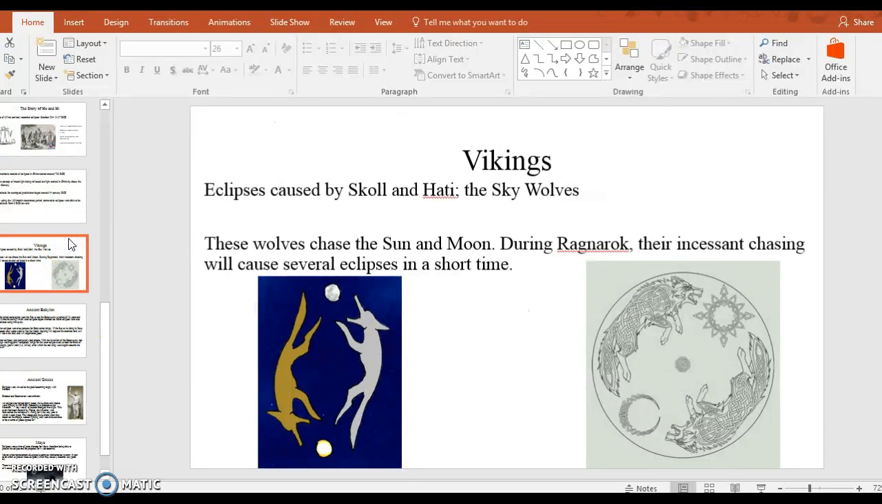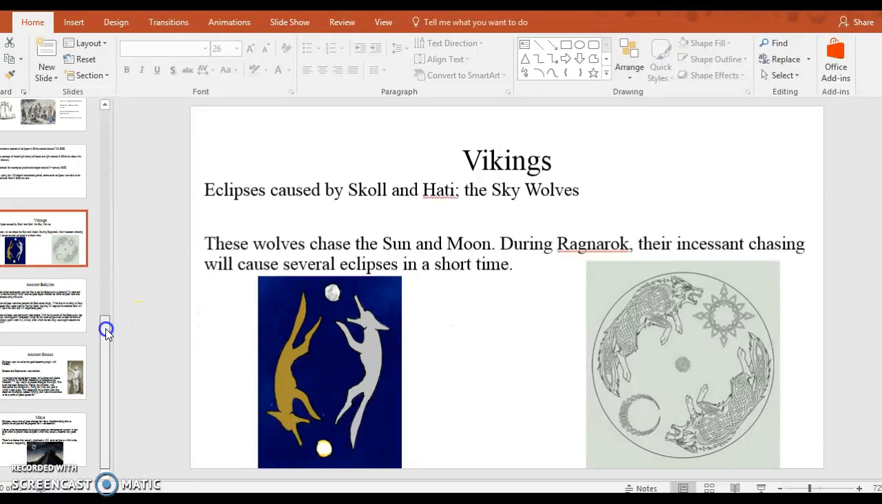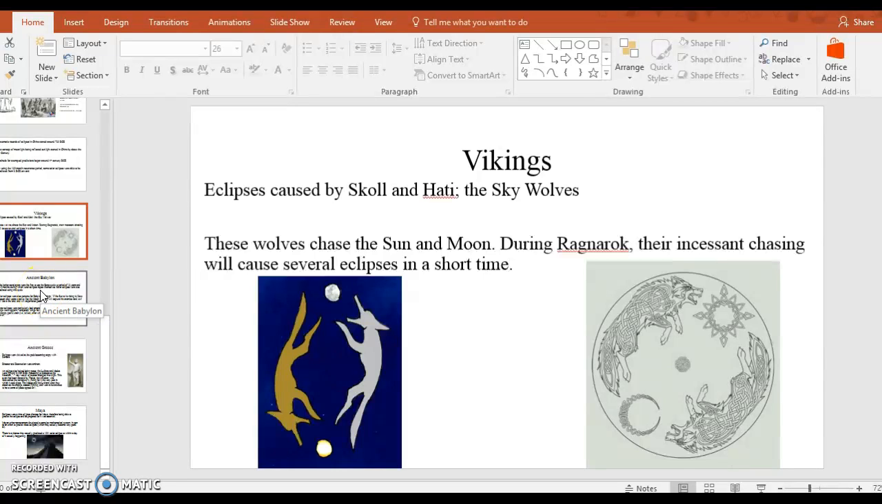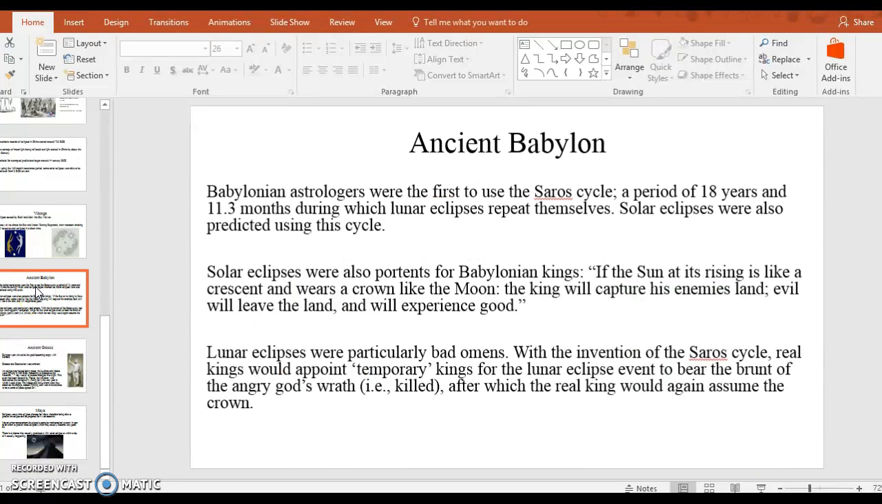astronomer. The ancient Vikings actually believed that eclipses were sky wolves that chased the sun and the moon. And these sky wolves are named Skoll and Hati, and they continually chase the sun and the moon. Their legend has it that during Ragnarok, which is going to be the end of the world, they're going to incessantly chase the sun and the moon. So we will see lots of lunar and solar eclipses during that time. But they don't exactly say when that time is going to occur.